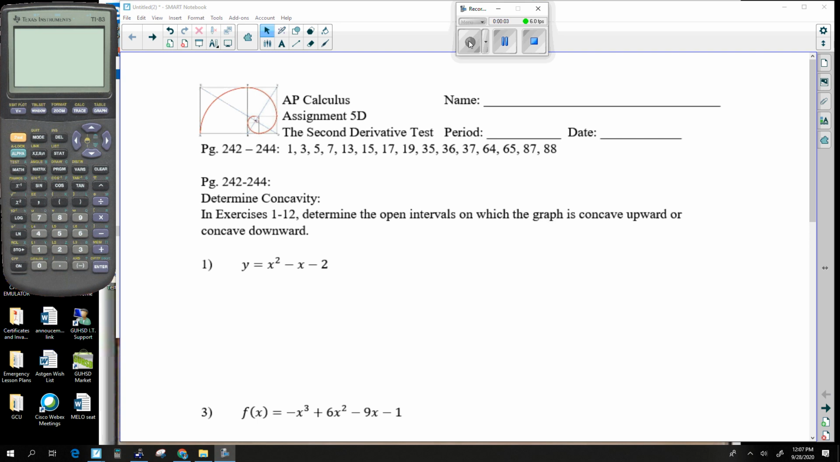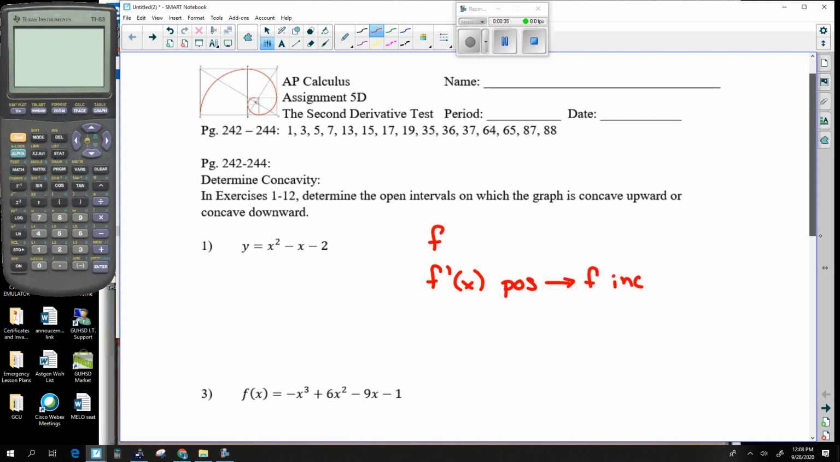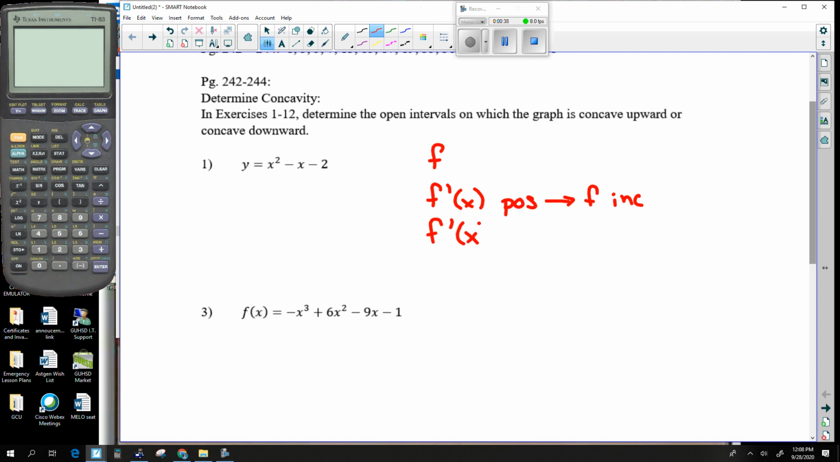Okay, so what we talked about in 5C is how to determine increasing and decreasing. If we have just a general function f, I know f is increasing when the derivative is positive. If the derivative is positive, that implies that f is increasing. And obviously, if the derivative is negative, f is decreasing.